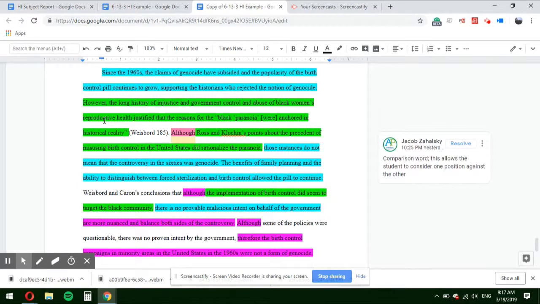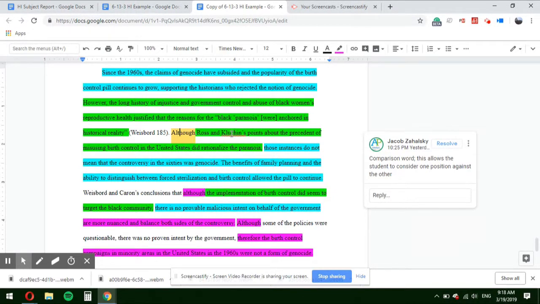However, and however is a comparison word. And the student uses several comparison words throughout this paragraph to pit them against each other. The long history of injustice and government control and abuse of Black women's reproductive health justified the reason for Black paranoia. Justified that the reasons for Black paranoia were anchored in historical reality. Although, and this is a big comparison word, this allows the student to consider one position against the other and kind of weigh one heavier than the other.